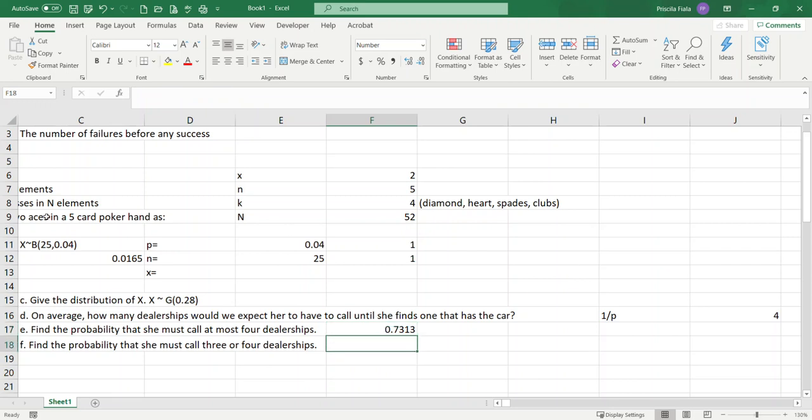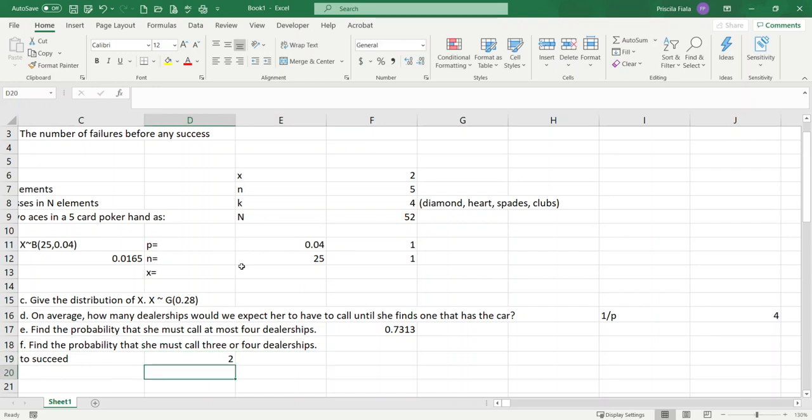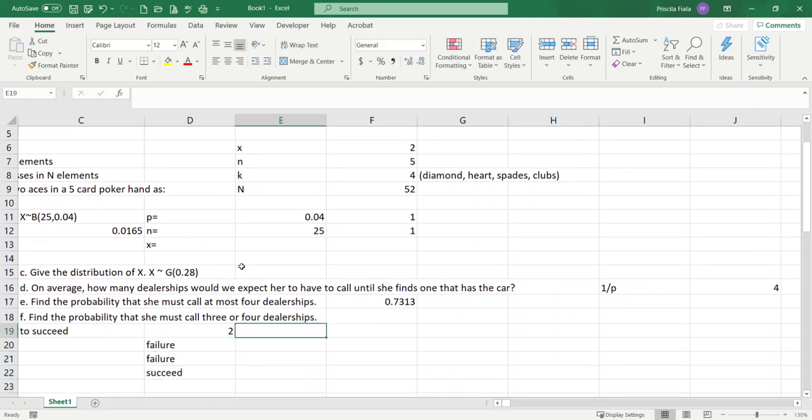And the last one, now find the probability that she must call 3 or 4. So read this as find the probability that she must call 3 or 4 to succeed. So what does that mean? That we have to test 2 because it's going to be failure, failure, success is the third one, right? So we have failure, and then on the third one, she's going to succeed. Correct. And then we're going to test it for 3 because we are expecting failure, failure, and on the fourth one, she's going to succeed.